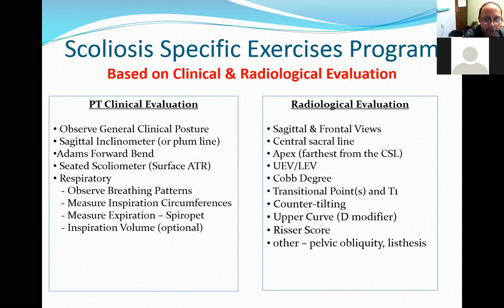I look at the transitional points and also where the T1 is located in reference to that central sacral line. I look for counter tilting, typically seen at L4 or L3, L4, and L4, L5. I also look for what we classify in this methodology as an upper curve modifier. I look at the RISR score, and then I look at any other pelvic obliquities, listhesis, anything that I can identify that would be something I would need to be cautious with.